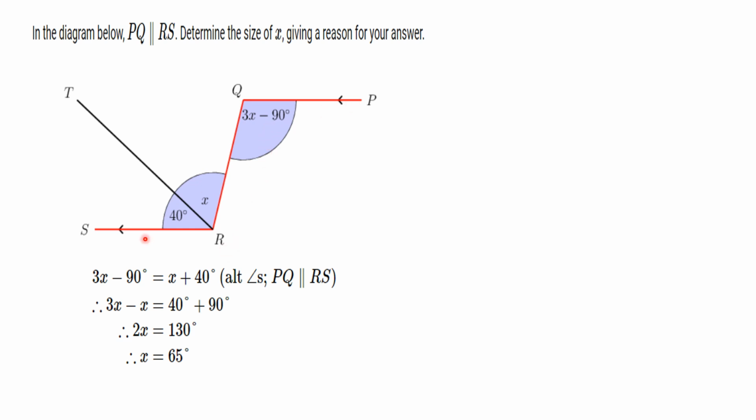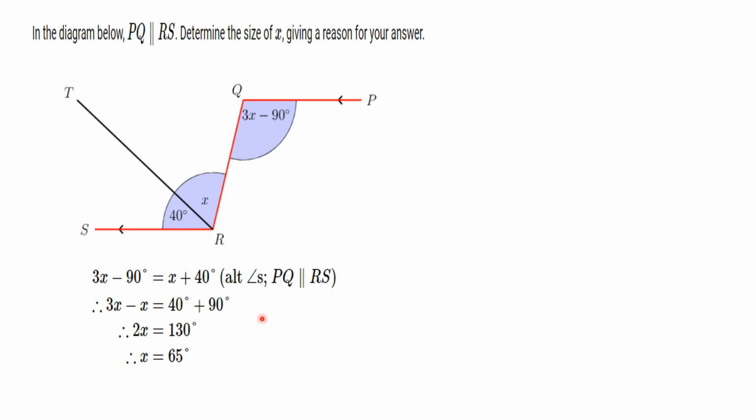As you can see, angle R and angle Q form a Z shape. Look at the Z shape. So that simply means that the whole of angle R and angle Q are equal. So to create an equation, we're going to say 3x minus 90 equals x plus 40. The reason for that will be alternate angles are equal because PQ is parallel to RS.